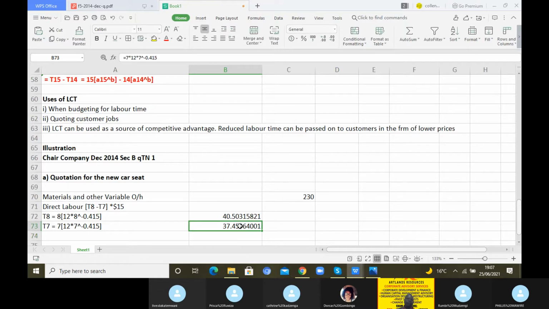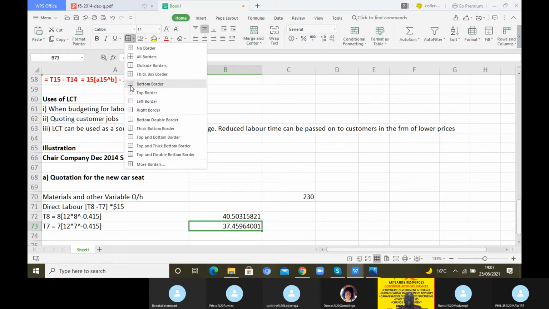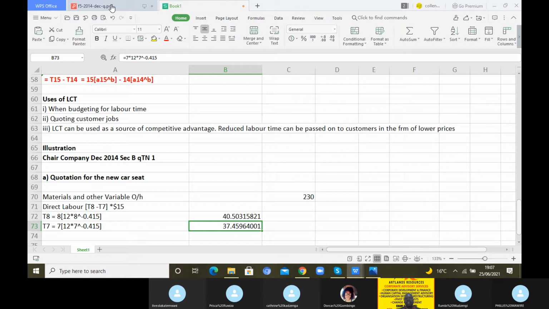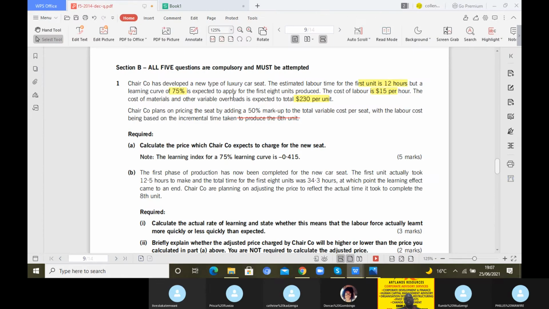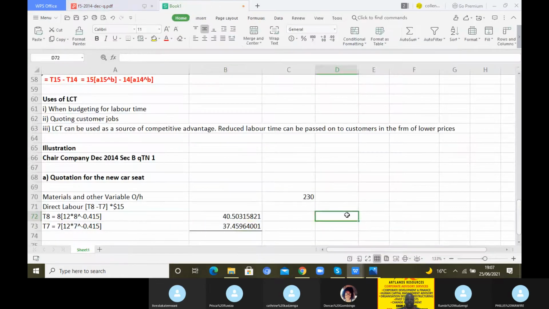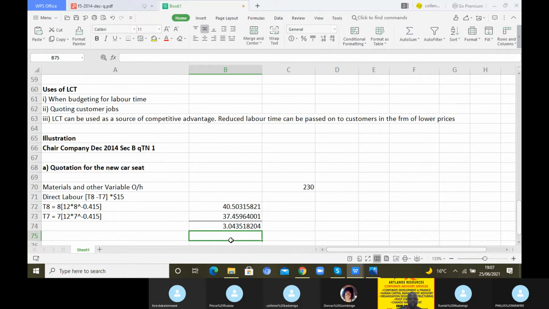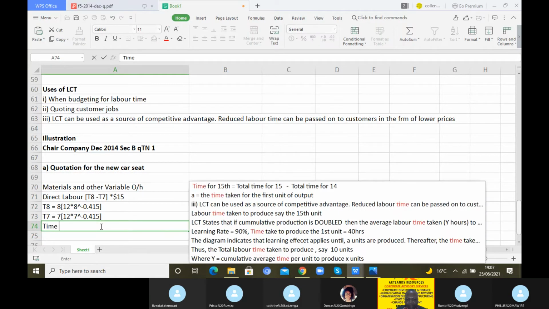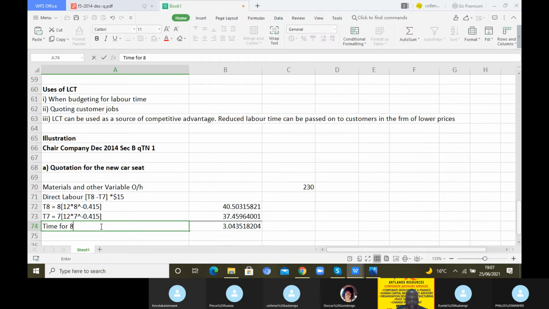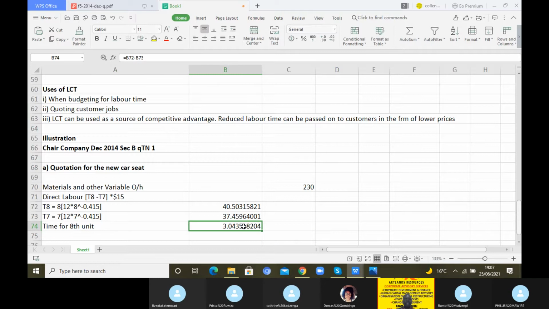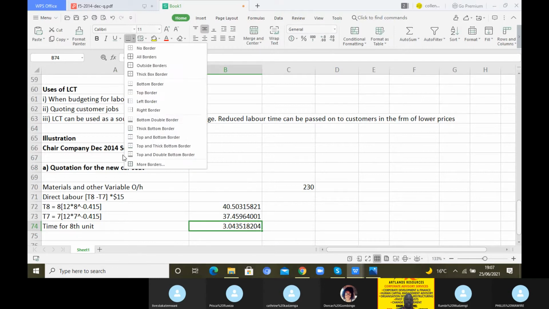Why am I saying total for 8 minus total for 7? Because I want time to produce the 8th unit. Because the examiner is saying labor time is based on time taken to produce the 8th. So what is the time taken to produce the 8th? It's T8 minus T7. So this is the time taken for the 8th. So I say time for 8th unit. I can even close it like this.